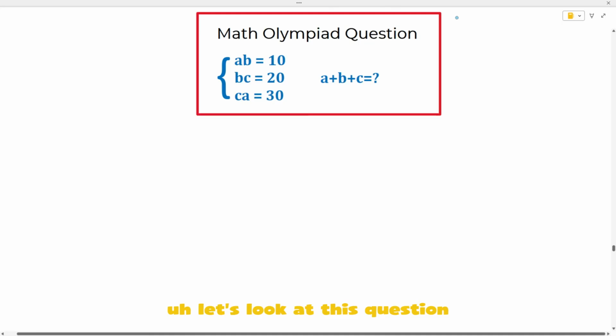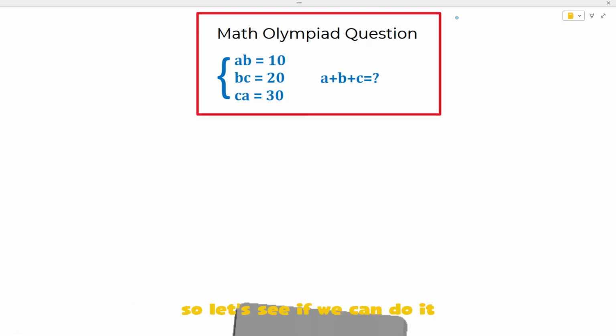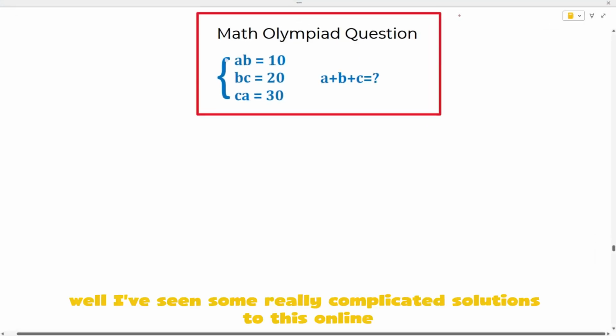Let's look at this question which has gone absolutely crazy on the internet. So let's see if we can do it. Well, I've seen some really complicated solutions to this online.